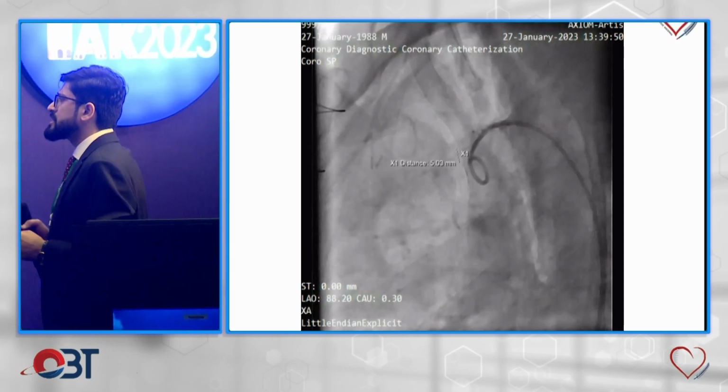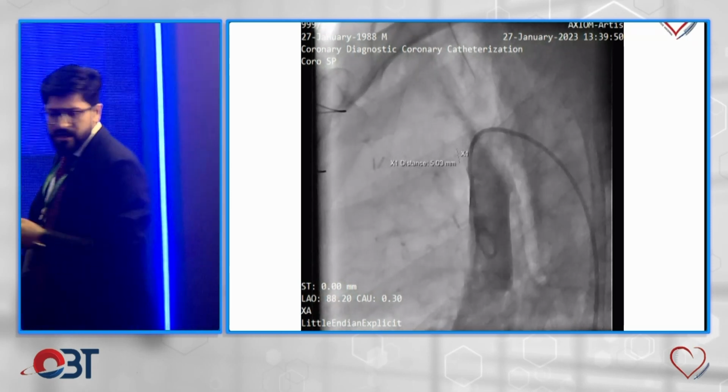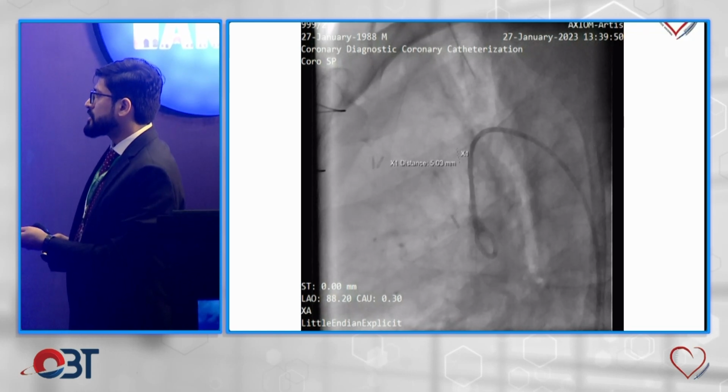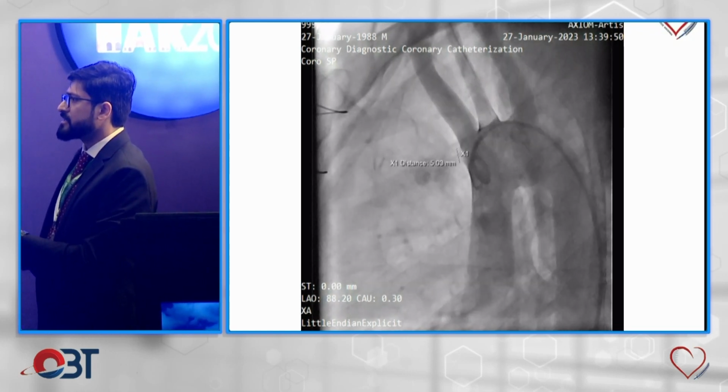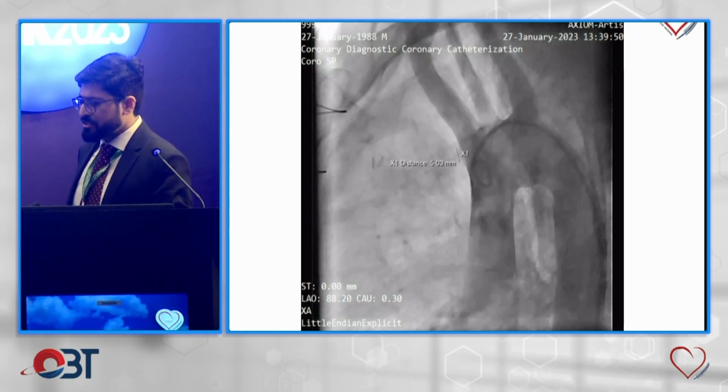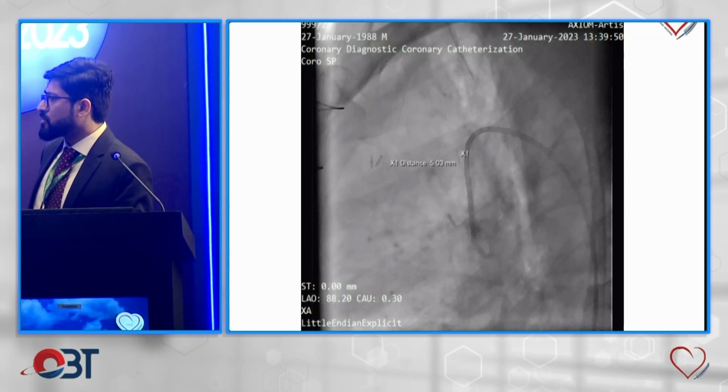If we had used a stent graft, it would have resulted in a hanging stent here in the innominate artery. It would have hung in the ascending aorta and would have caused obstruction later on in this patient. So we went for occluder devices.